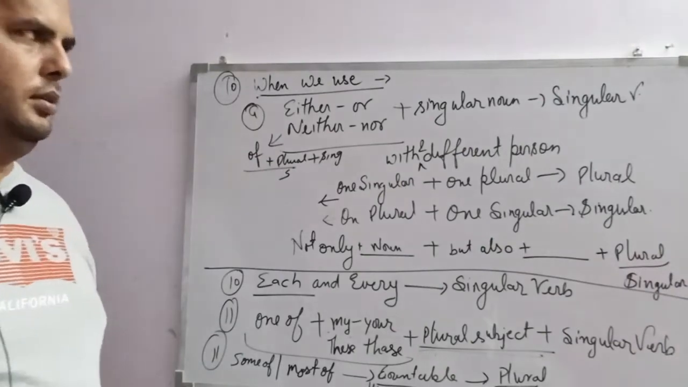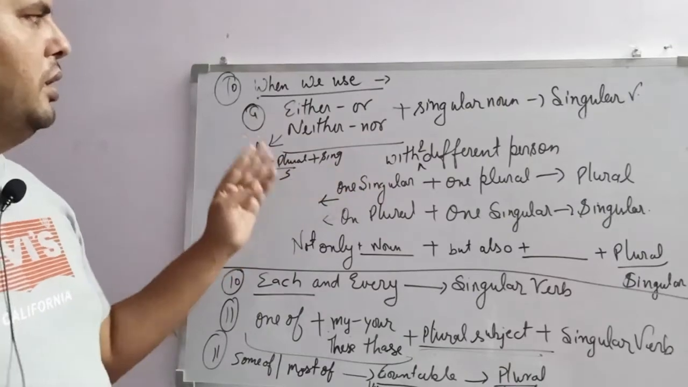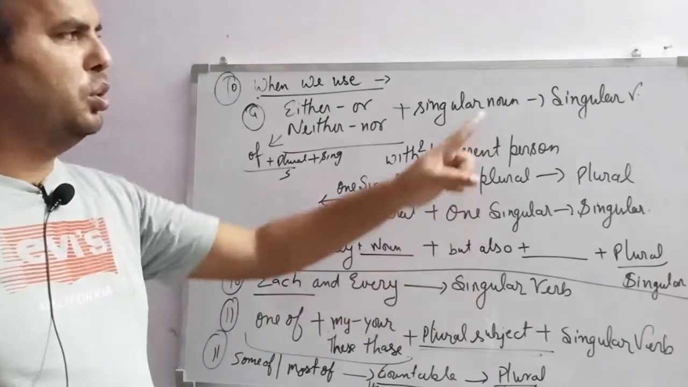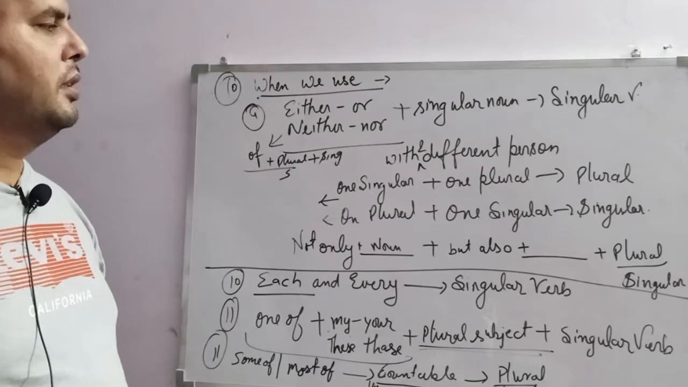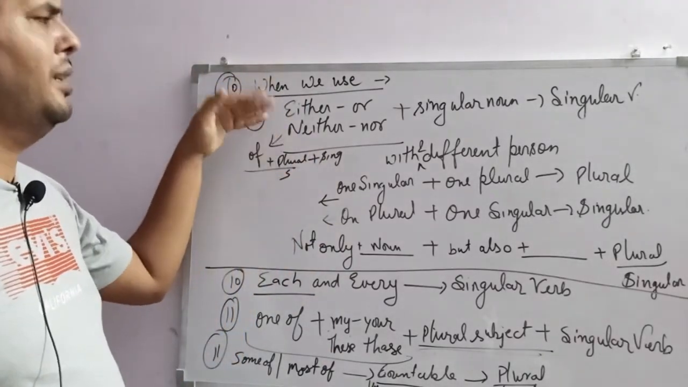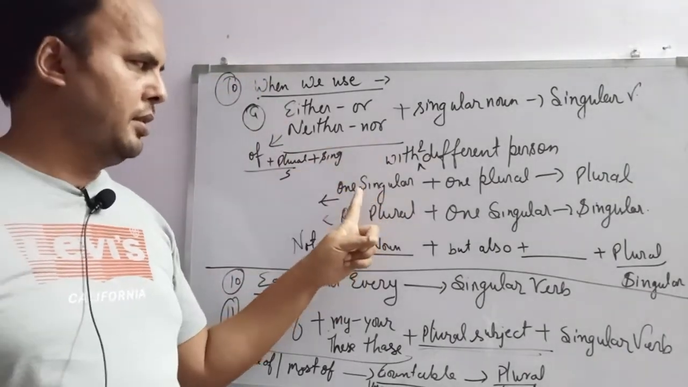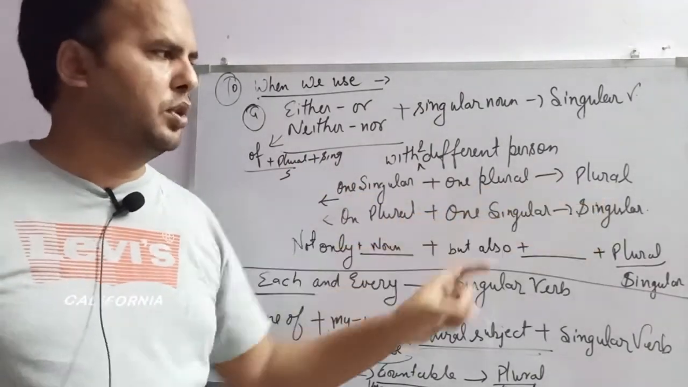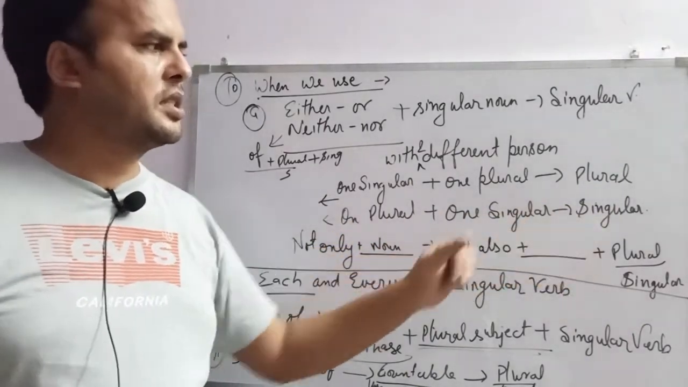Rule number 10 says, when we use either-or or neither-nor with a singular subject, we are going to use a singular verb. But when we use two different persons with either and neither, we are going to use the verb according to this: if the first word is singular and the next word is plural, the verb will be plural. If the first word is plural and the second word is singular, the verb will be singular.